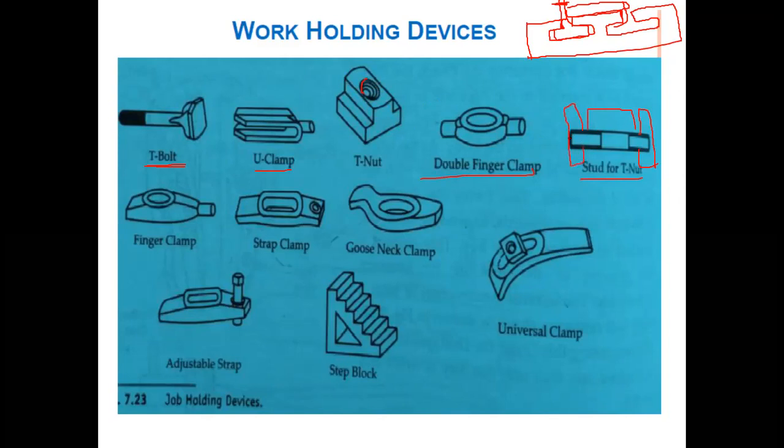This can be used for horizontal as well as vertical. So this is a typical vertical. If this is vertical, you can turn this through 90 degrees, right? And you can do it. Similarly, finger clamps are also used to fix these studs. And similarly for the strap clamp.